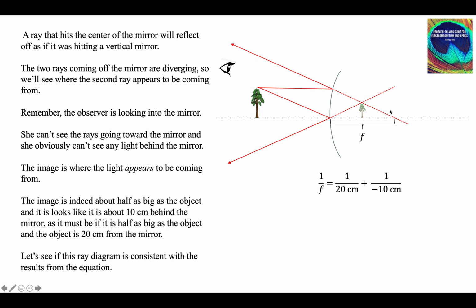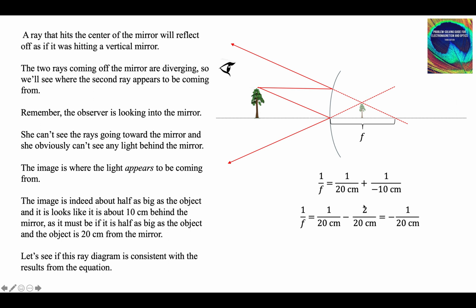The object distance is given as 20 centimeters. The magnification is 1/2, so we know that the image is 10 centimeters away. It's a diverging mirror, so we know the image is virtual, so we put the negative sign in. You have to be careful if you want to get the right answer.